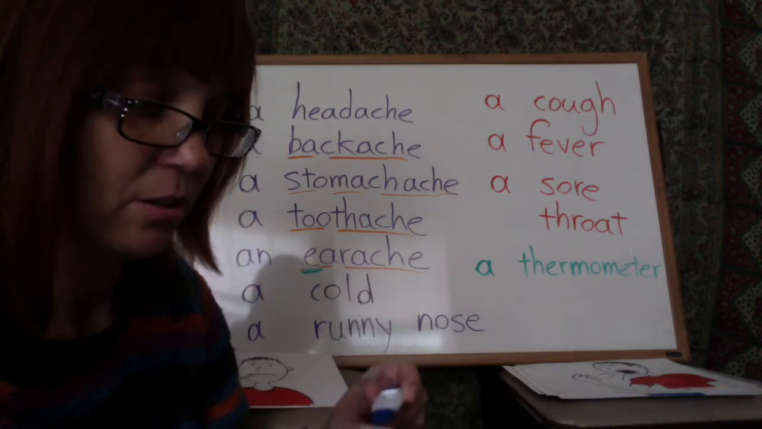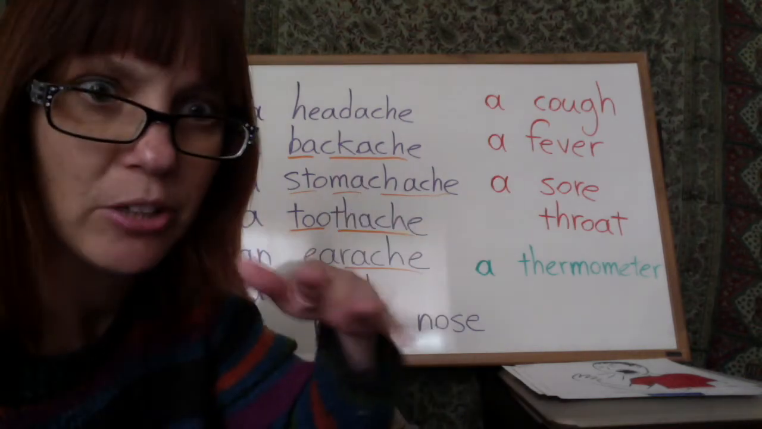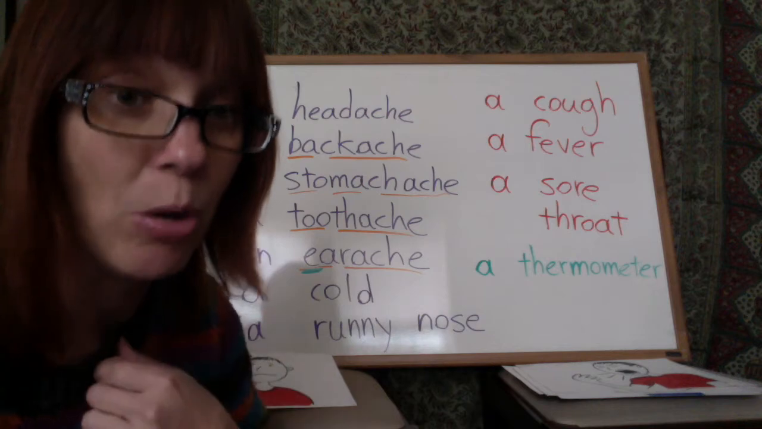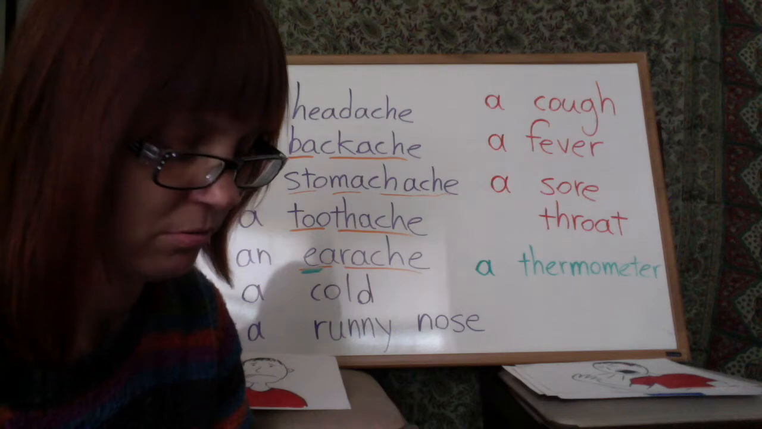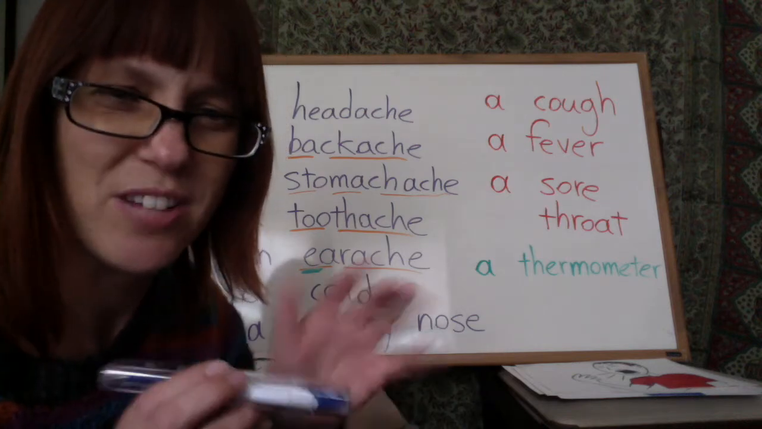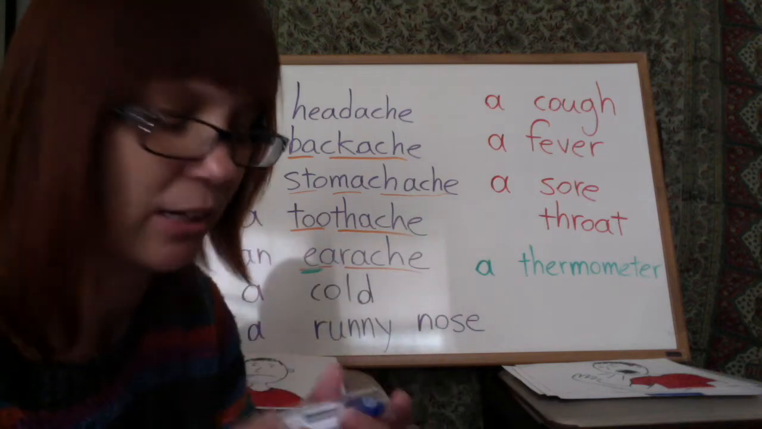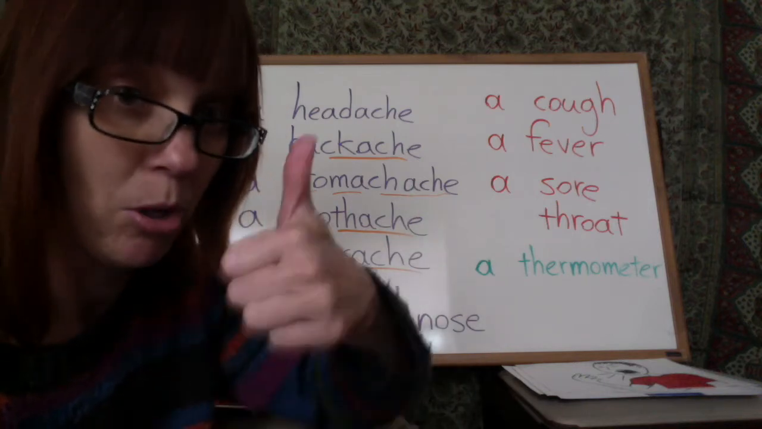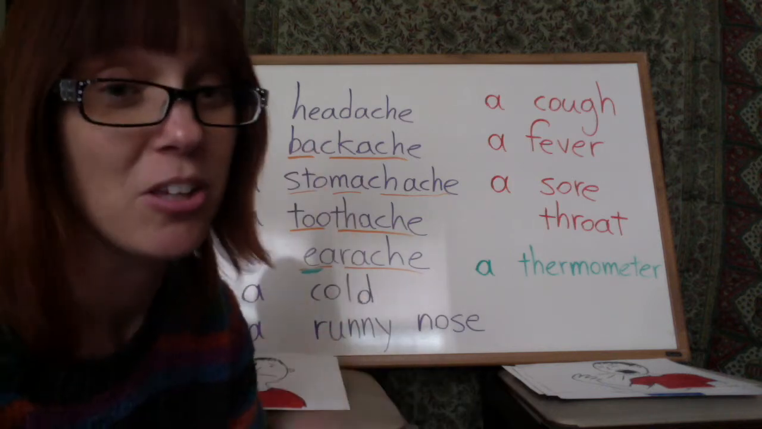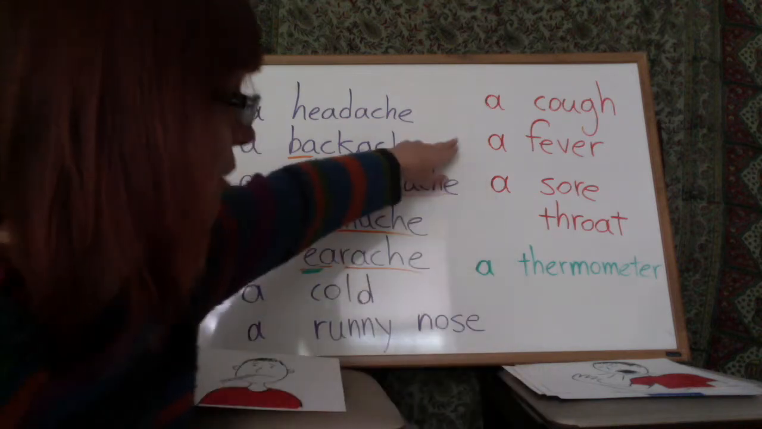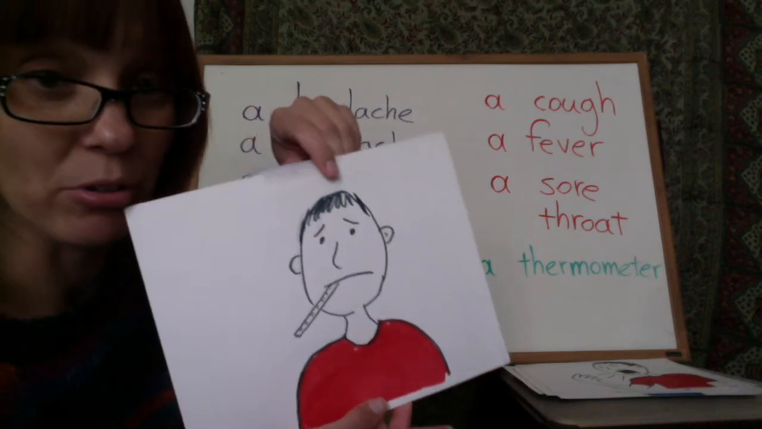And if you have a temperature of 100, 101, 102, you have a fever. You are hot. You have a fever. If your temperature is 98, 97, it's okay. You are okay. Above 98, 99, 100, 101, 102, you have a fever. And that's a fever. He has a fever.